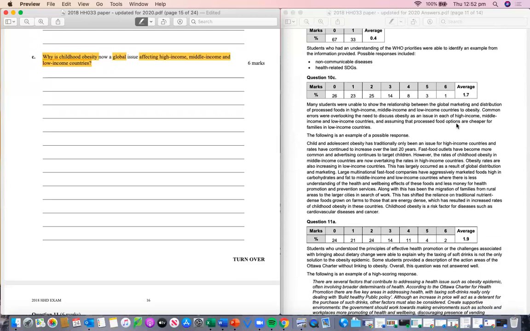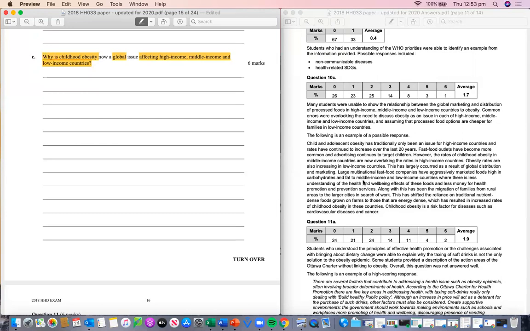So again, for 6 marks, the average is 1.7. It depended on how you responded, but you could see here that only 1 person achieved 6, and many people fell between 0 and about 3, I'd say. Many students were unable to show the relationship between the global marketing and distribution of processed foods in high income, middle income, and low income countries and obesity. Common errors were overlooking the need to discuss obesity as an issue in high, middle, and low income countries, and assuming that processed food options are cheaper for families in low-income countries.